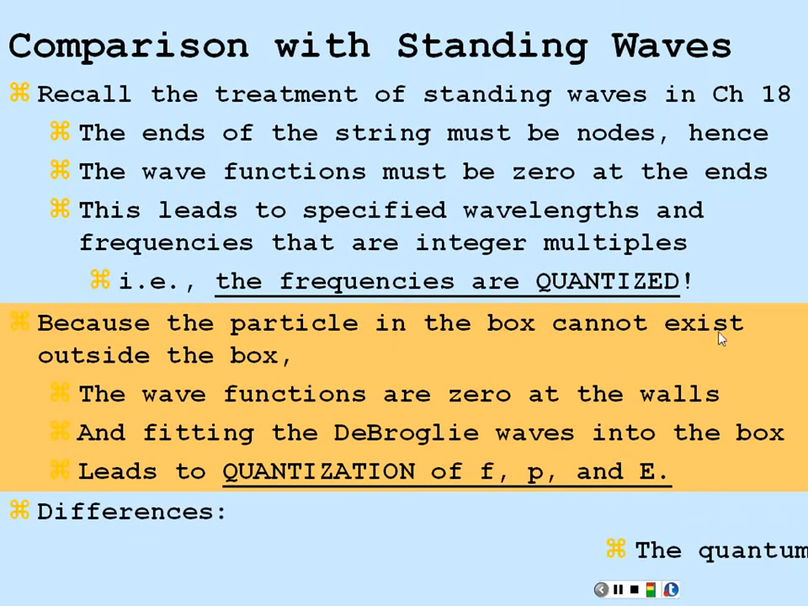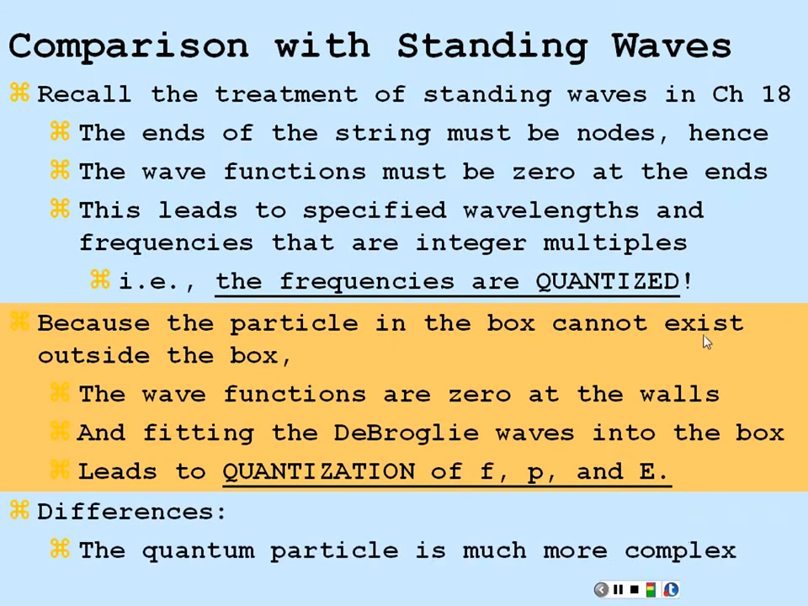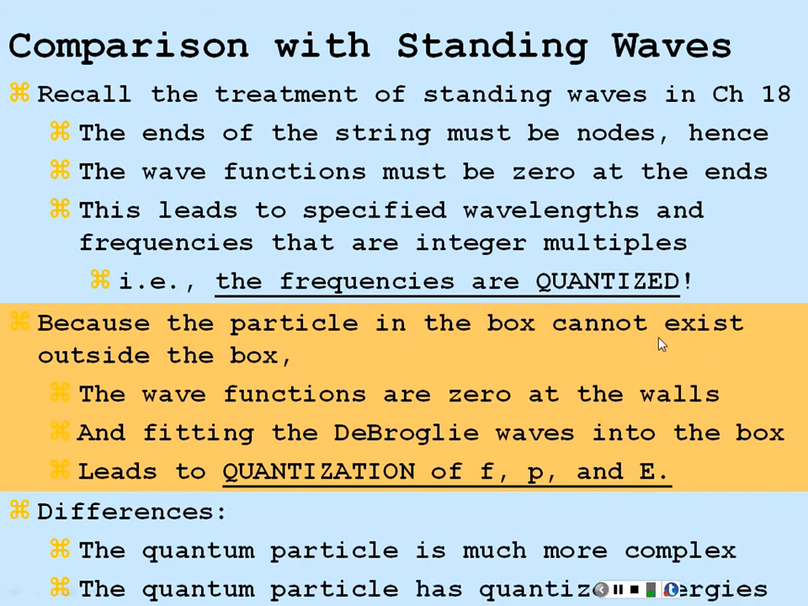So the difference is the quantum particle is much more complex than waves on a string, and the quantum particle has these quantized energies. But the idea is the same. Once we introduce boundary conditions to a particle, we introduce quantization. Only possible energy levels, and not continuous energy, are possible.